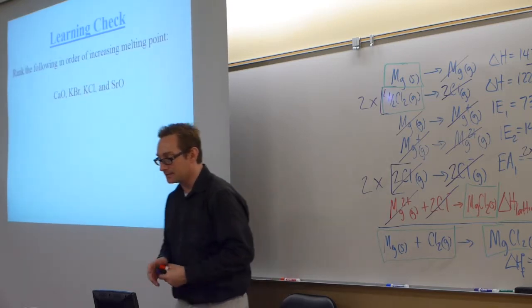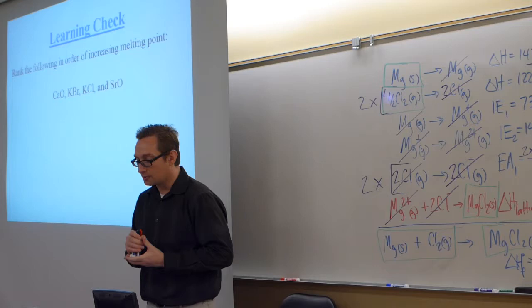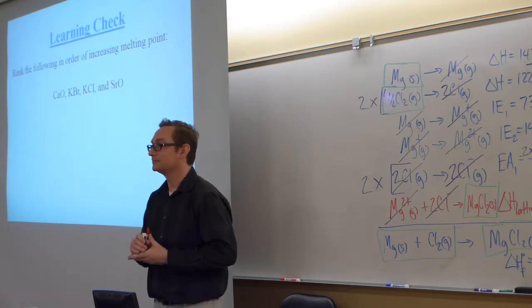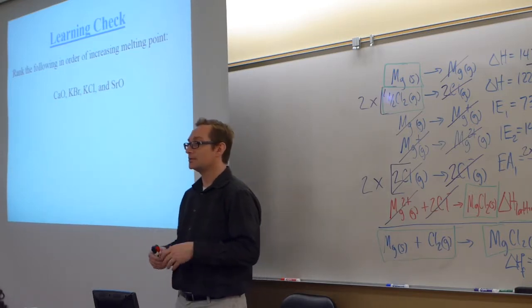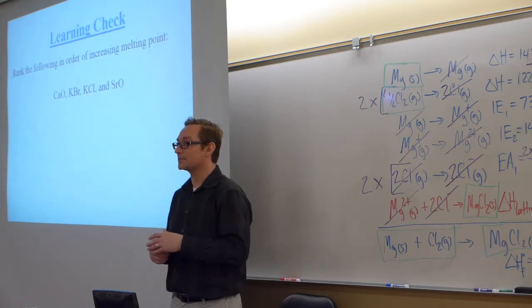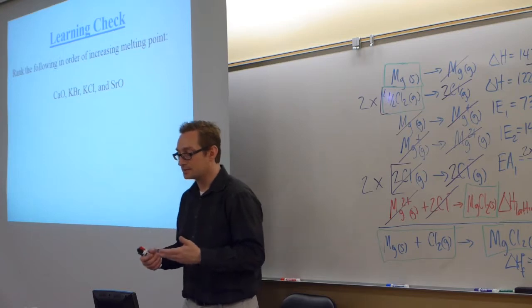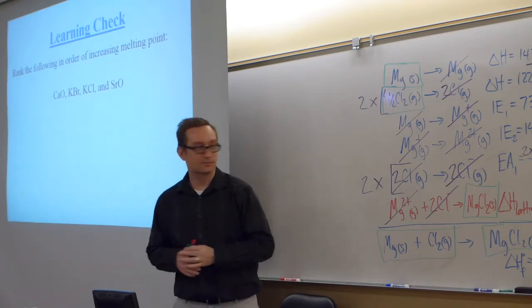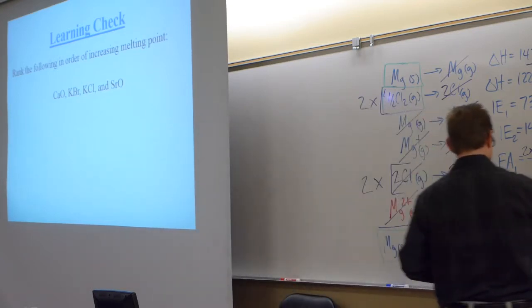Here's a real quick learning check we do. Rank the following in order of increasing melting point. How would I do melting point? What's melting point? How is that affected by lattice energy? Yeah, higher lattice energy, and when I say higher, I mean more negative, more exothermic. They're higher than melting point. Right. So let's try this.